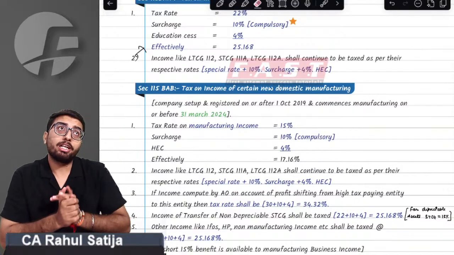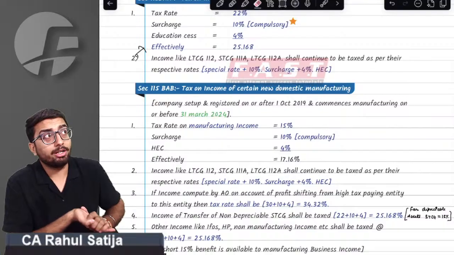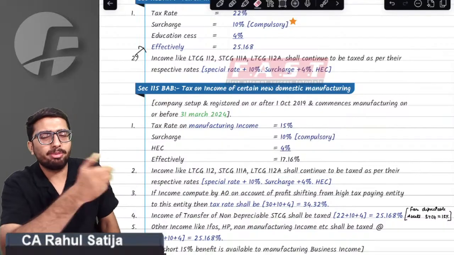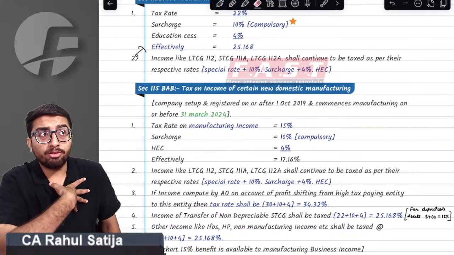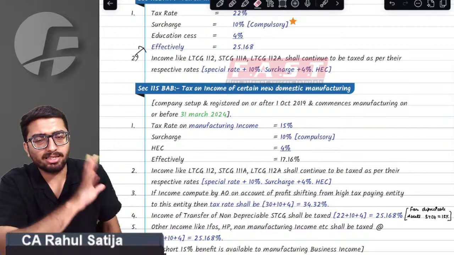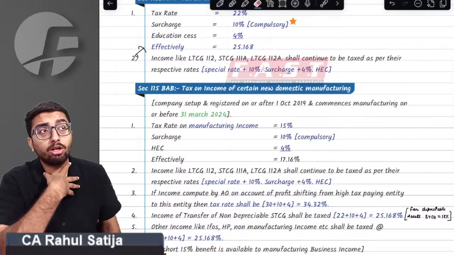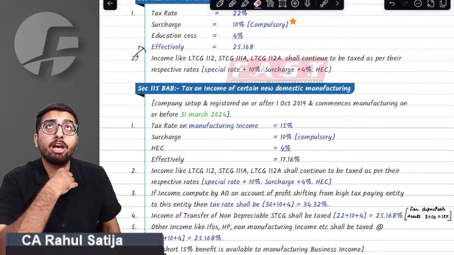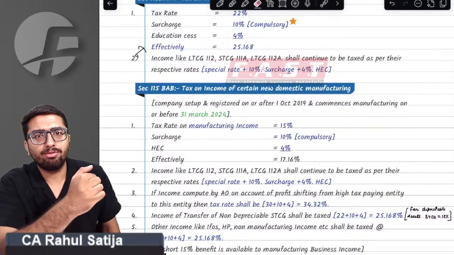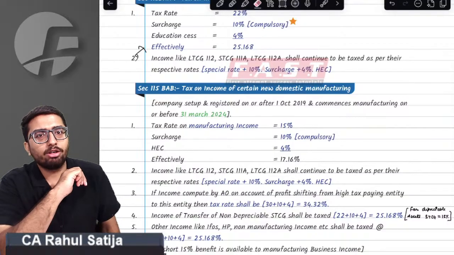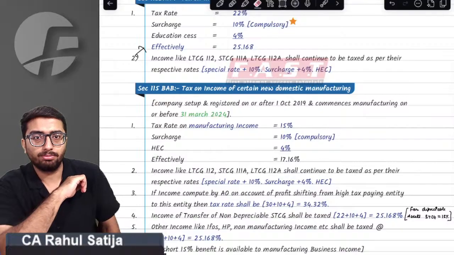Sir, what if we have other incomes? See, if you have capital gain income, then it is being taxed at the respective rates. Sir, what if we have lottery income? Arey Baba, it is being taxed at the respective rates. Sir, what if we have house property income, IFS income? See, if you have any kind of house property income or any kind of IFS income, then you do not get benefit of 15% on such income.